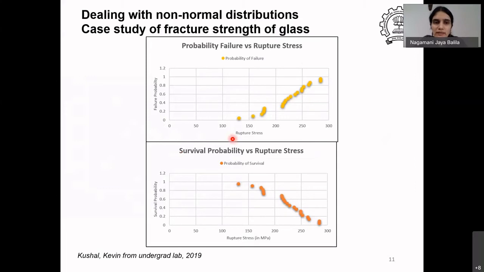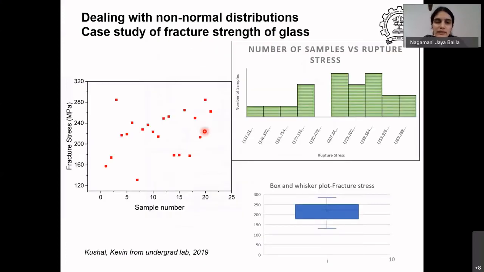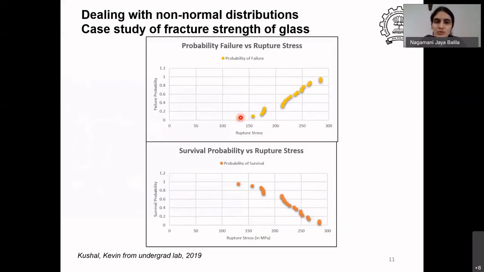So what you're plotting here is the cumulative probability distribution function. On the x-axis is the fracture stress or the rupture stress, and what is plotted on the y-axis is the probability of failure. That means if you take 100 MPa, you could see from the data earlier that at 100 MPa there were no failures, right? So the probability of failure is 0. But at about 130 or 135 MPa, you should start seeing failure. So maybe only one sample failed at 135 MPa, so the probability of failure is close to 0. So its value is low.